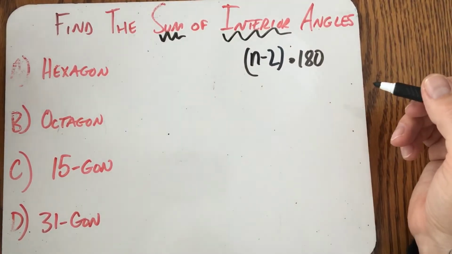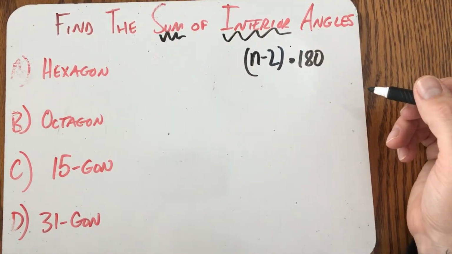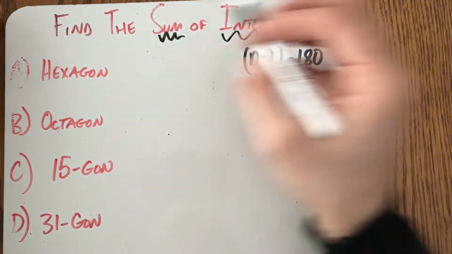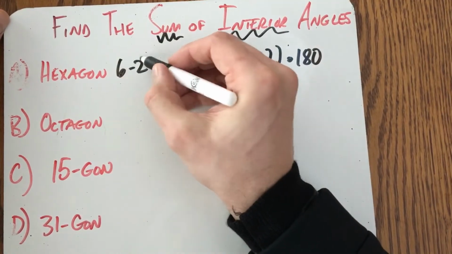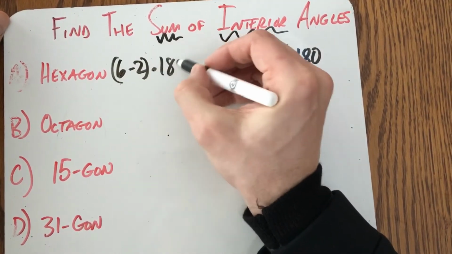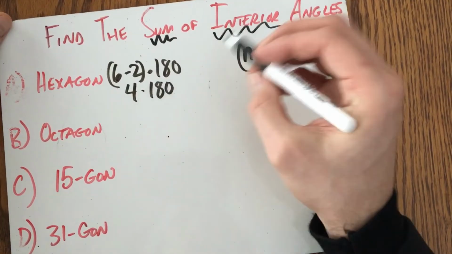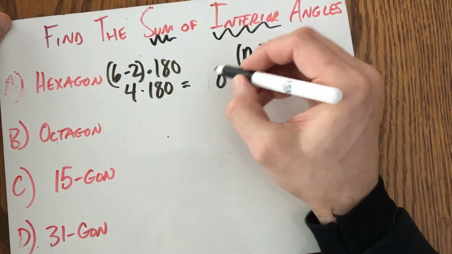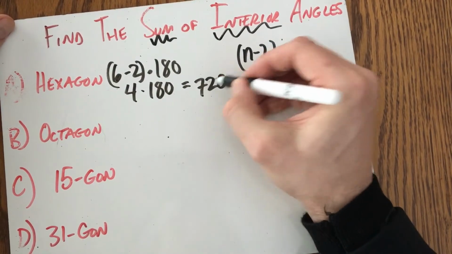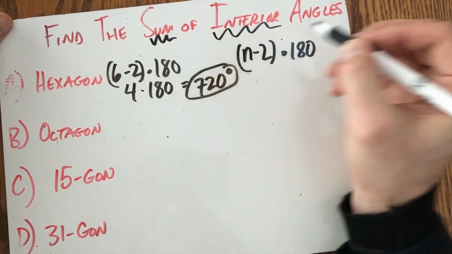A hexagon, in case you forgot, off of my poster, or for that last little chart, a hexagon has 6 sides. So for a hexagon, I'm going to do 6 minus 2 times 180. 6 minus 2 is 4. So I'm going to do 180 times 4. And if you can't do that in your head, I don't blame you. But I think I can, just because I've done this for a long time.